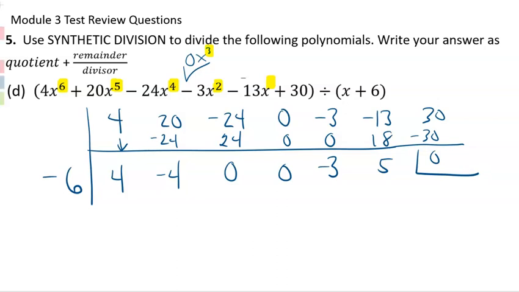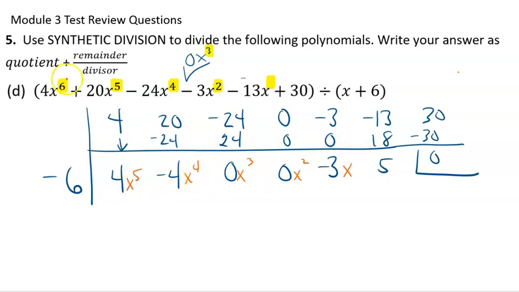You remember what it means when you get a remainder of 0? Well, it means x plus 6 was a factor of this big old degree 6 polynomial. So x plus 6 divided in evenly, which means if I were to factor this, x plus 6 would be one of the factors, right? So I worked my way backwards to write my answer. I got remainder and constant, x squared, x to the third, x to the fourth, x to the fifth.